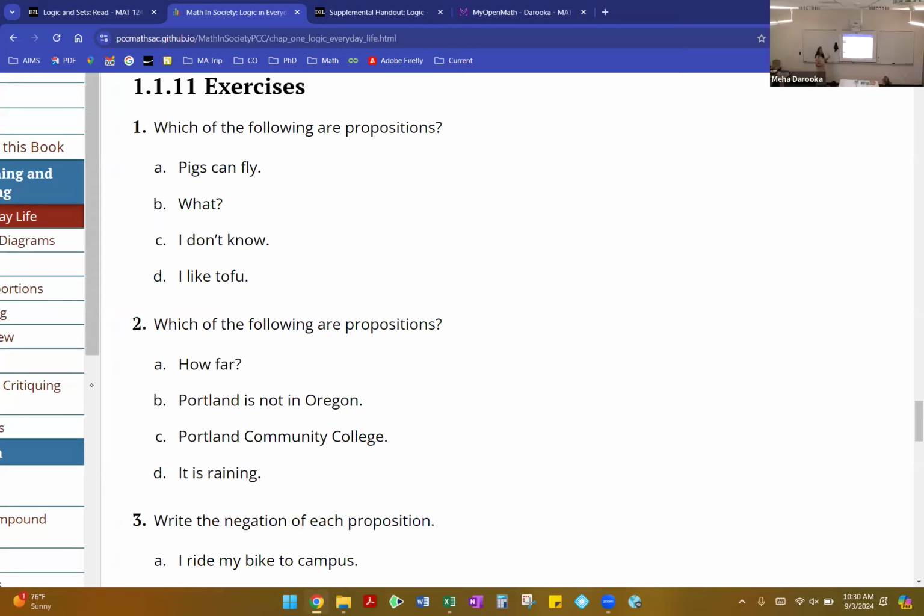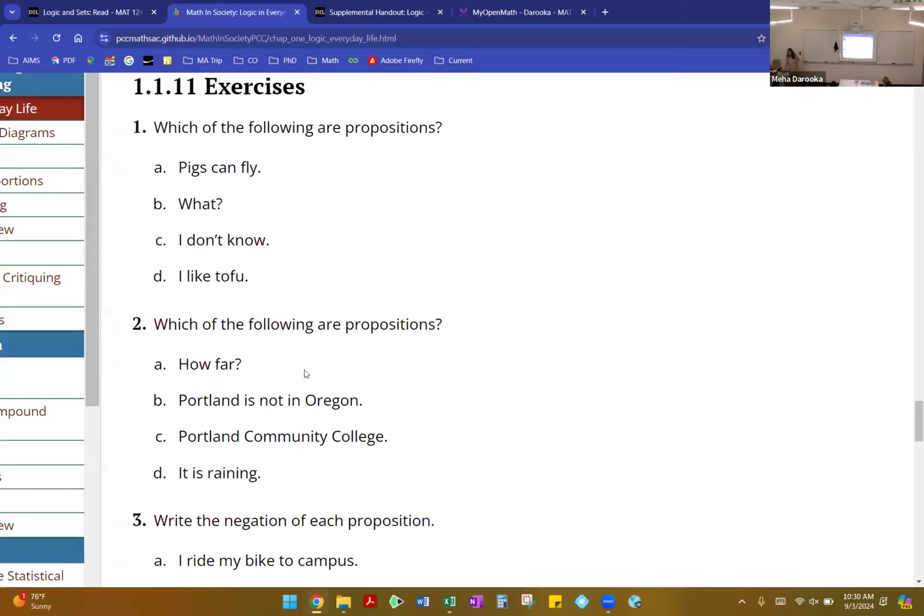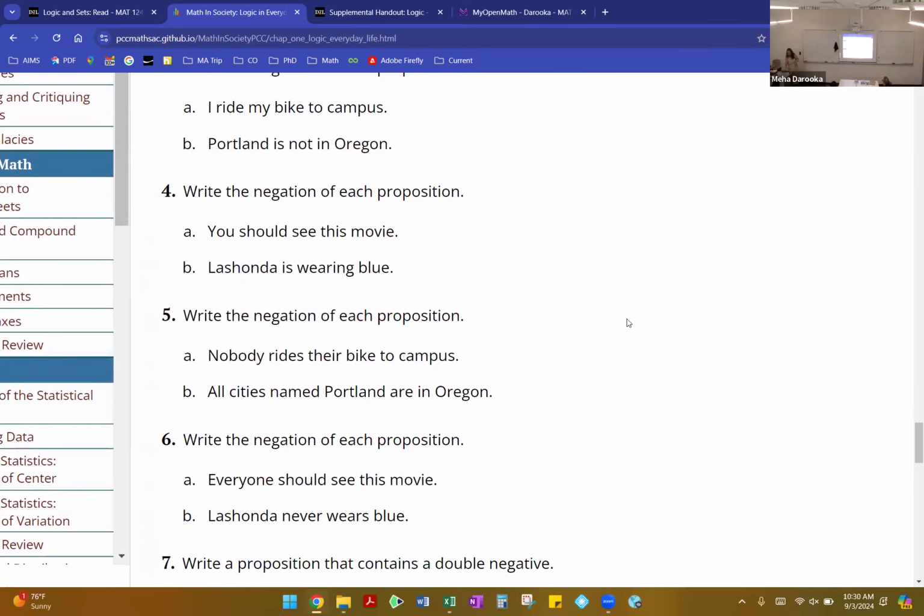Portland Community College. No, because there's not even a sentence there, really. It's 3 words put together. It is raining. Yes, because we can assign a true or false value to it. Okay, let's write a negation. You should see this movie.